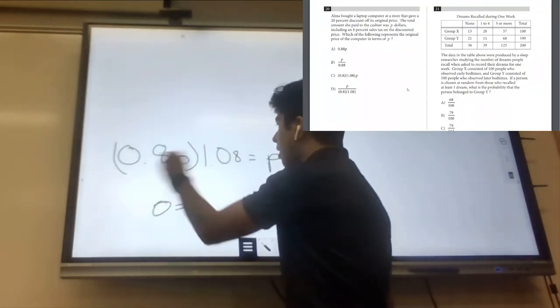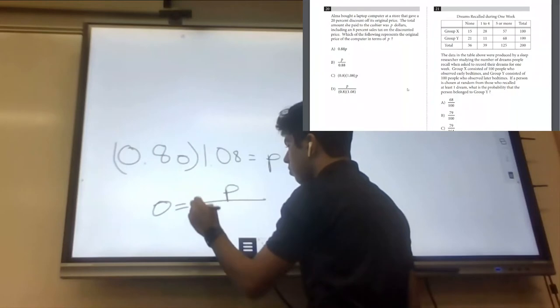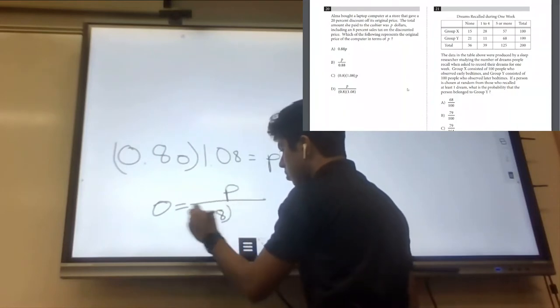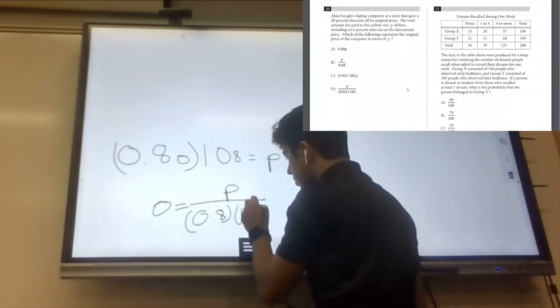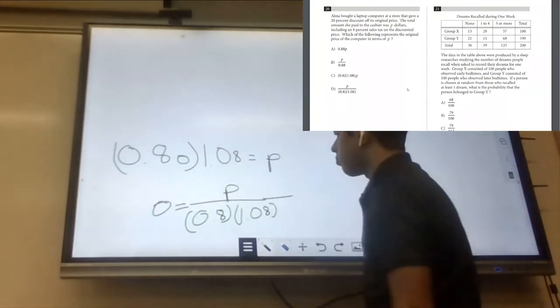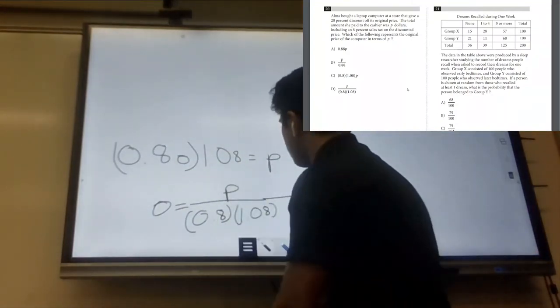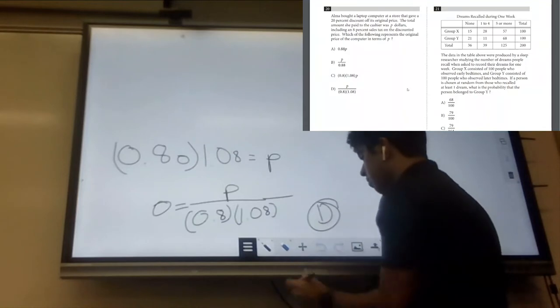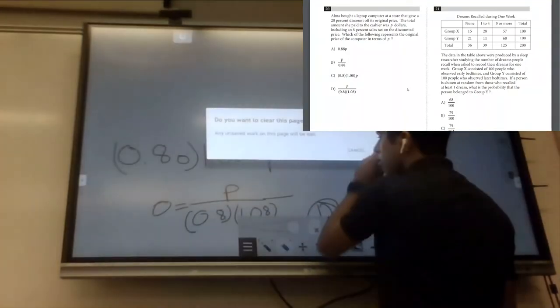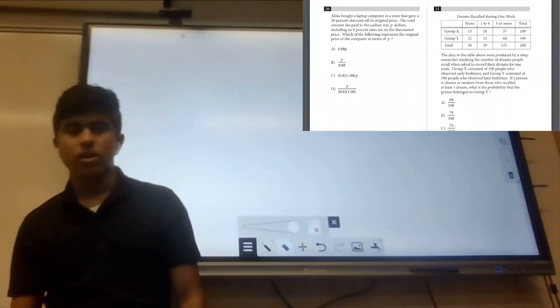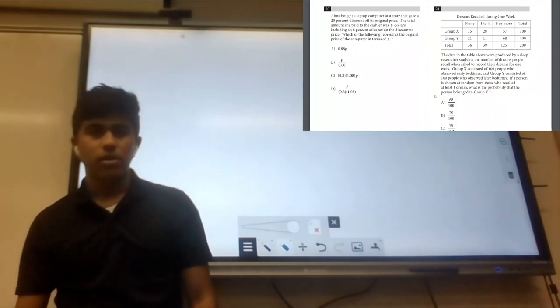So we can just divide these out and get P over 0.8 times 1.08. No problems, and that is our answer, choice D. Okay, choice D is our answer, and we are good.